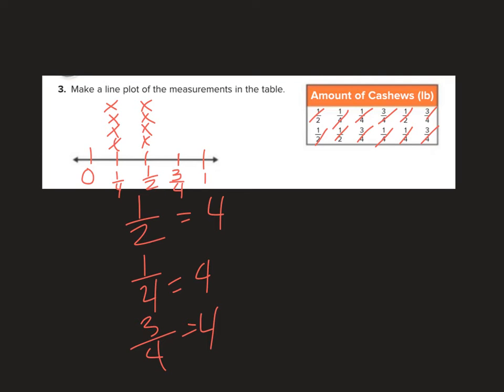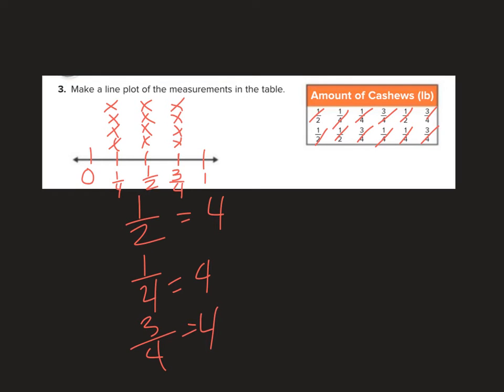1, 2, 3, 4. Notice I'm making them the same size. My X's are the same size. They're lining up nicely with each other. I'm not just doing willy-nilly, big, small, right? I'm making sure they're the same size, making sure they're lining up. How many 3/4? 4. Well, isn't that lovely? They're all 4. There we go. There's our line plot for the measurements in the table.